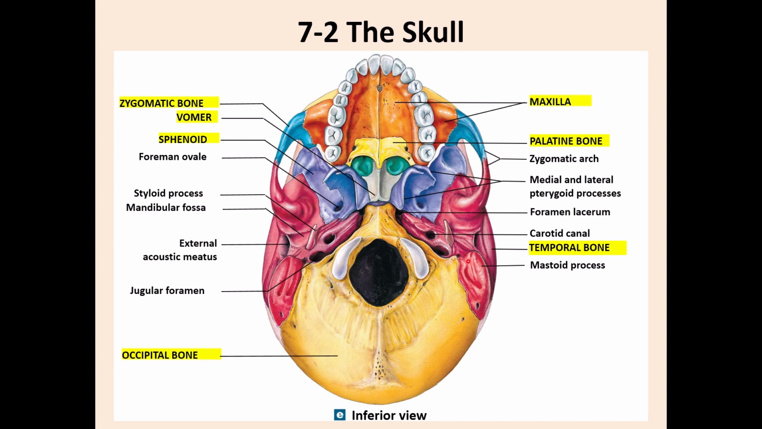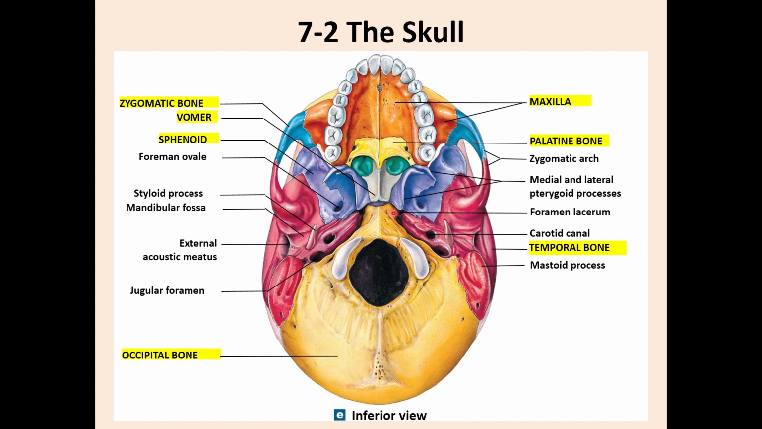Also, you have some foramina here. This is called the carotid canal, and the carotid artery passes through the carotid canal. And here is the jugular foramen, and the jugular vein passes through that. The jugular foramen is located between the temporal bone and the occipital bone, between these 2 bones.